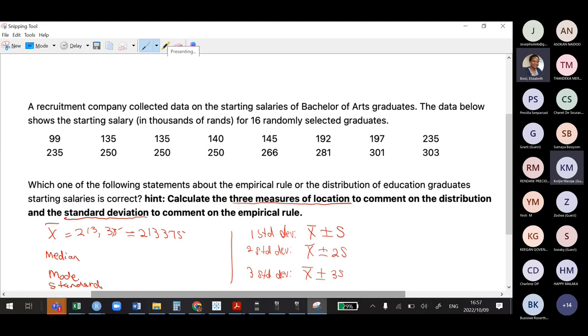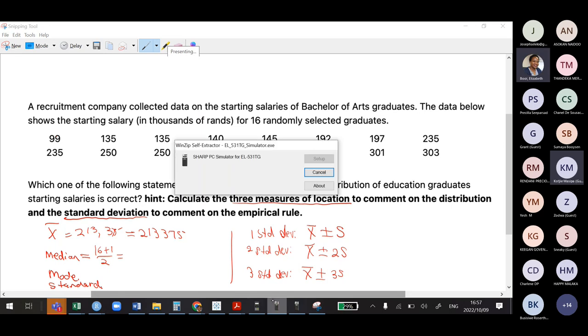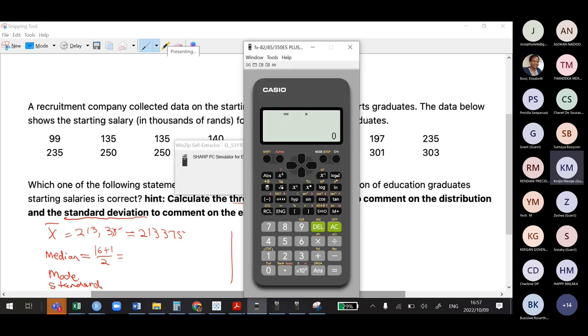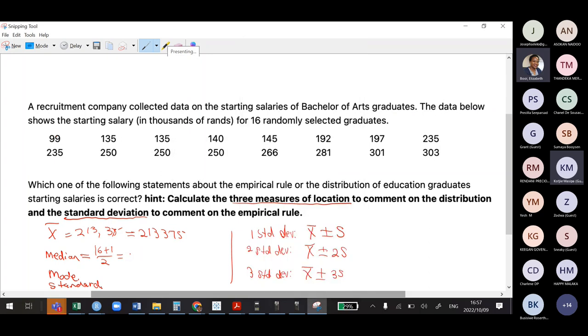And the median, you need to order the data in ascending order, and I can see that it is in ascending order. We need to find the position. There are 16 plus 1 divided by 2, which is 17 divided by 2, which is the 8.5 position. 1, 2, 3, 4, 5, 6, 7, 8.5 will be between 235 and 235, which means the median is 235,000.